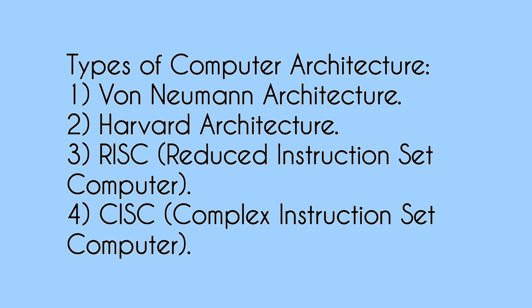Some common types of computer architecture include the von Neumann architecture, the Harvard architecture, reduced instruction set computer, complex instruction set computer. Let's explain these types of computer architecture one by one.